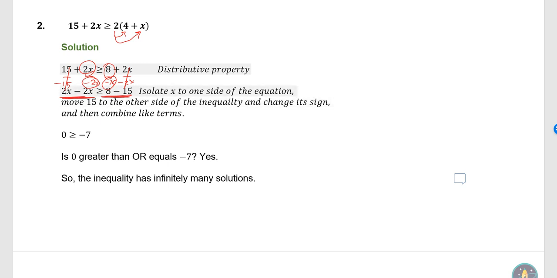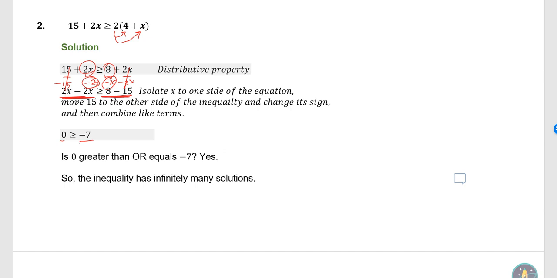So that essentially gives us 2x minus 2x is 0, right? Something minus itself is 0. Is greater than or equal to 8 minus 15, which is negative 7. So you get 0 greater than or equal to negative 7. Well, that's kind of strange, isn't it? Where is the x? Where is the x that's greater than or less than something?